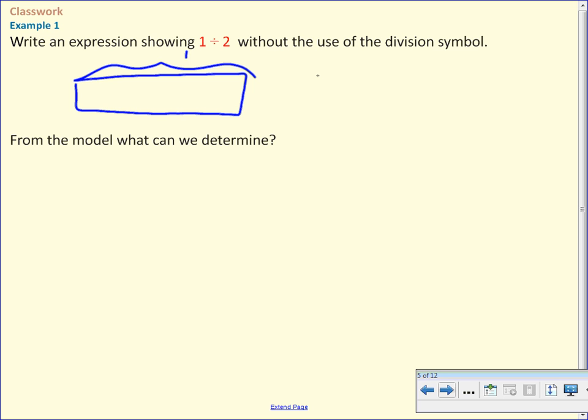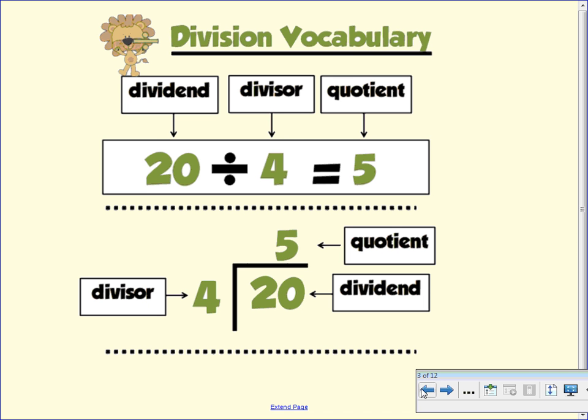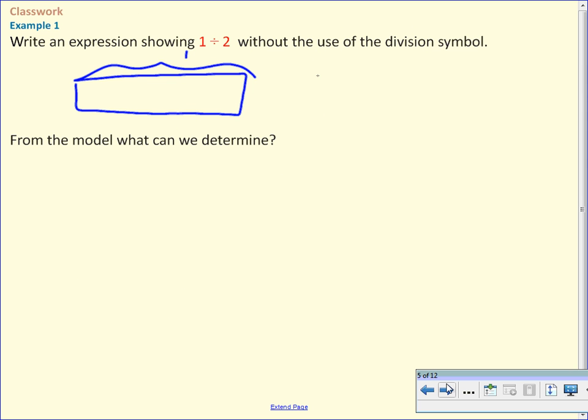Think about the notes that we just took. Is 1 my divisor or my dividend? Everybody? Dividend. The dividend is what you have. That's what we're starting with, and that's what we're going to figure out what we have to do with it. So this time we're going to take our whole 1 and divide it by 2.